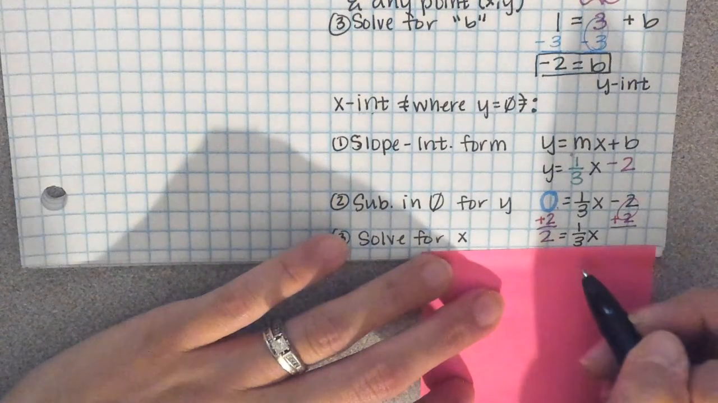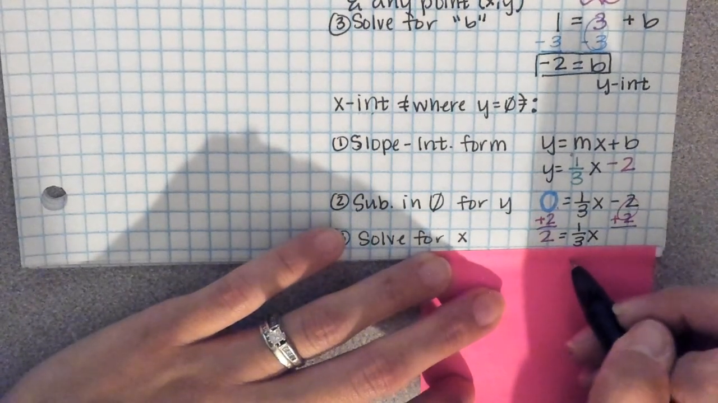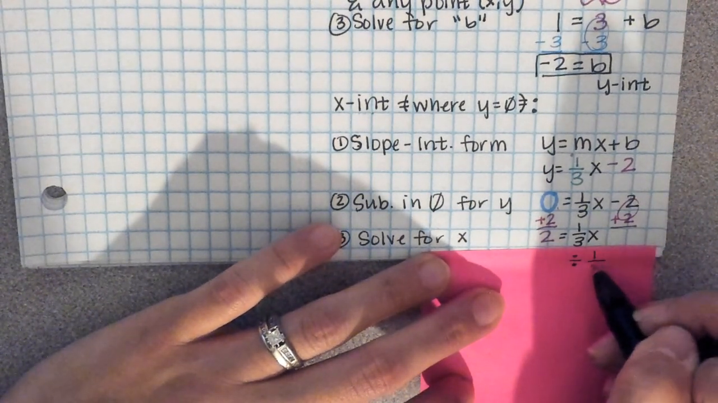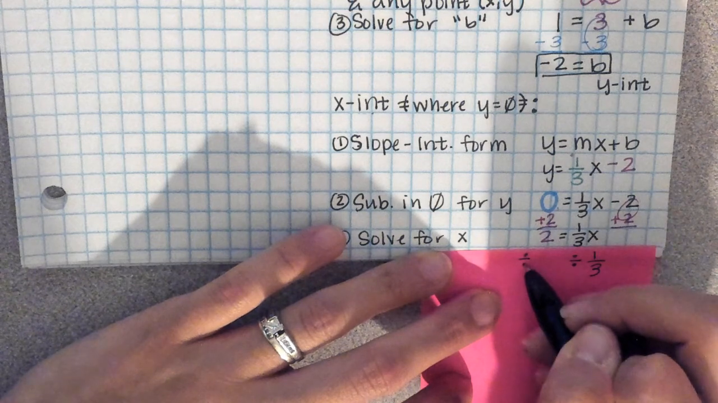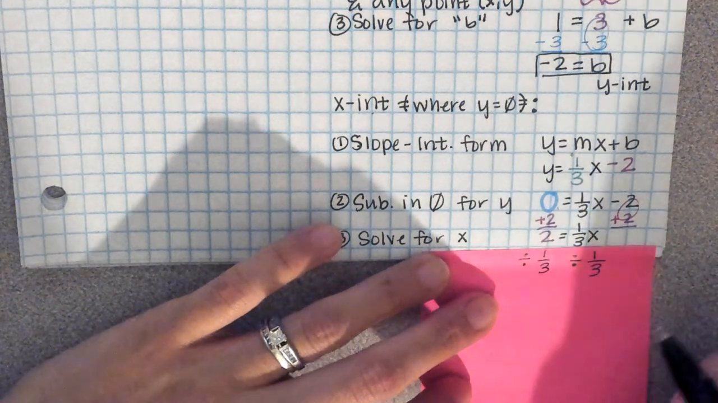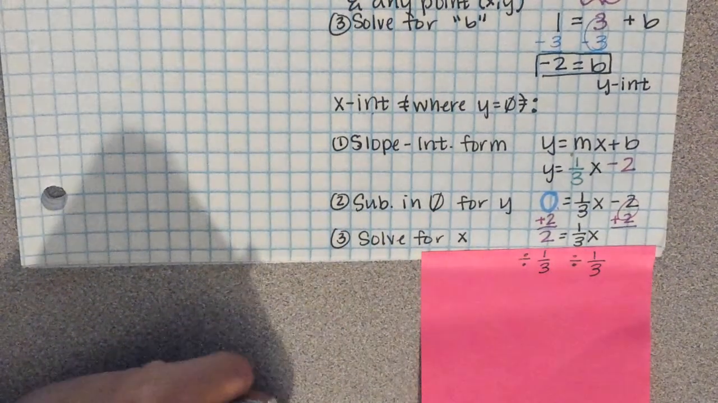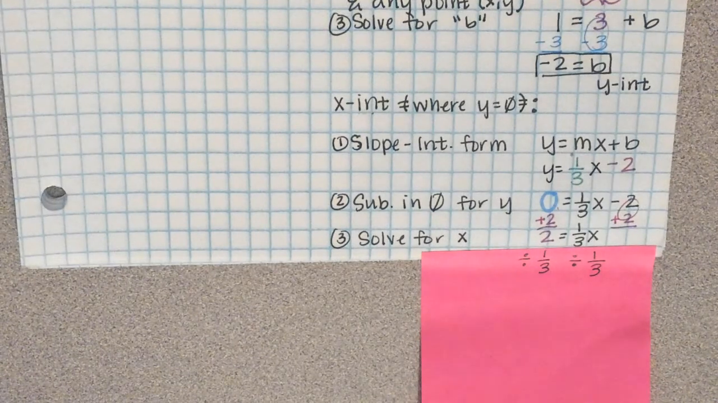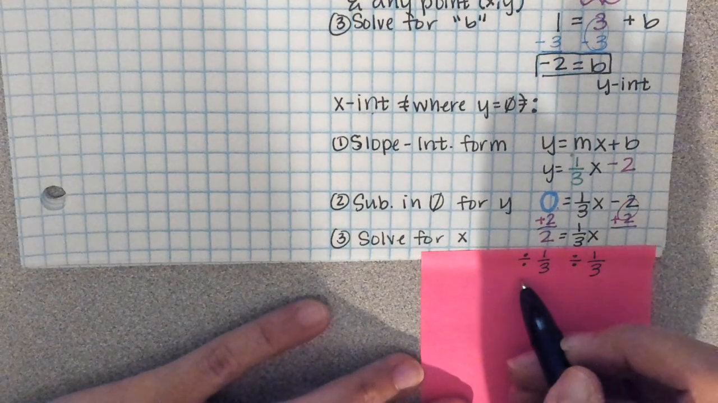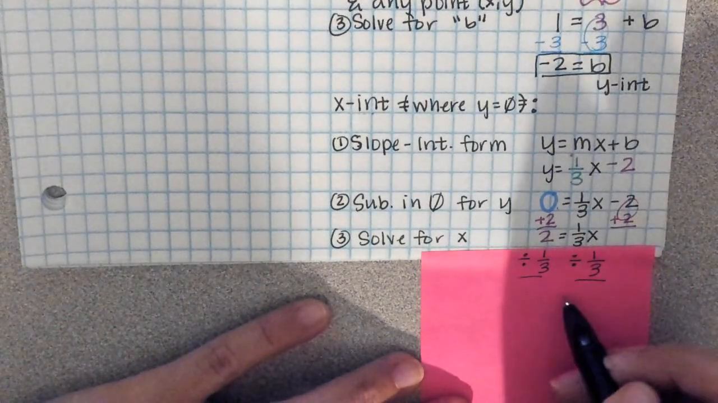Divide by 1/3. So I'm writing with a division sign just because it's a fraction. So I don't get confused. Can y'all see that? Yeah. Okay. So what is 2 divided by 1/3?